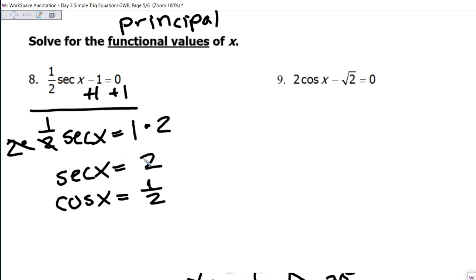Now for the principal values, or the functional values, we have to recall from yesterday what are the intervals where sine, cosine, and tangent are functional? Well, for sine, it is functional from what to what? Negative 90 degrees to positive 90 degrees. Talked about that yesterday. So negative pi over 2 to positive pi over 2.